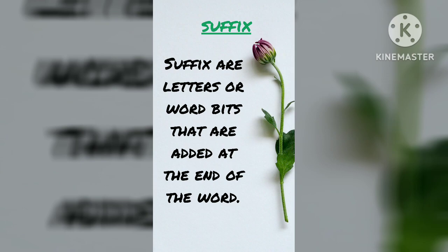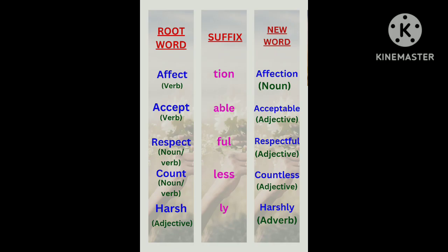Next comes suffix. Suffixes are letters or word bits that are added at the end of the word or the root word and it changes the word form. Like a suffix tion, when added to a root word affect, which is a verb, changes it into a new word affection, which is a noun.